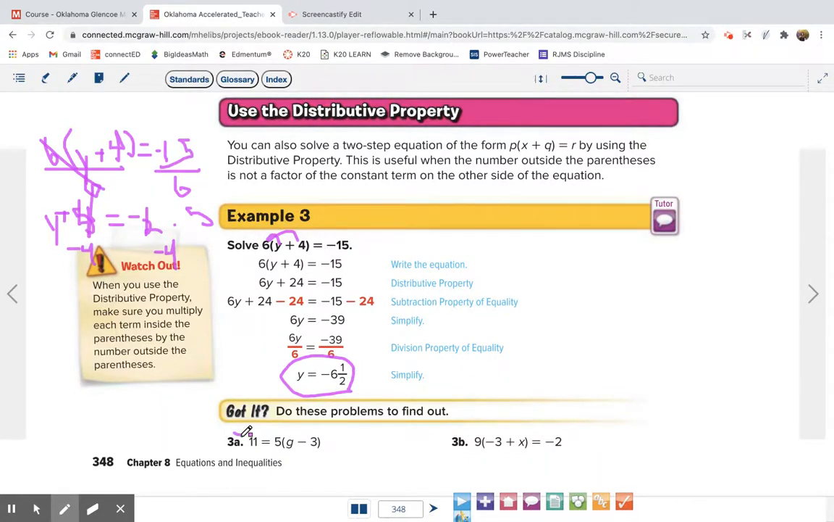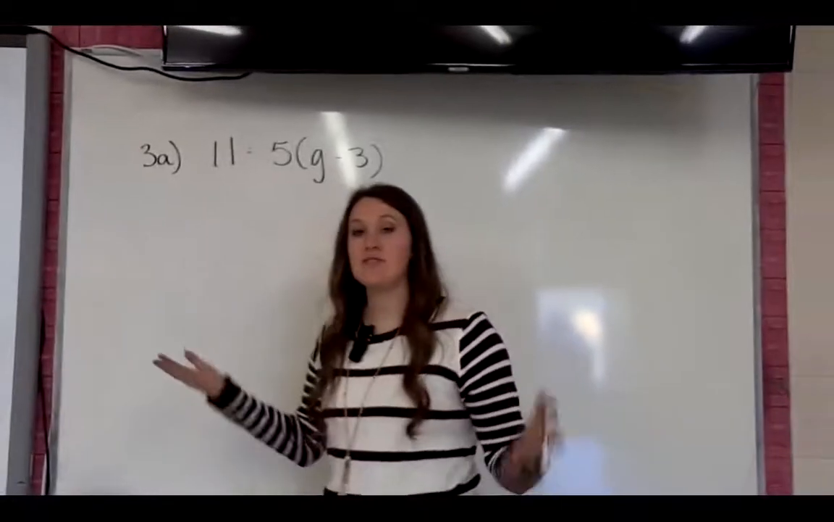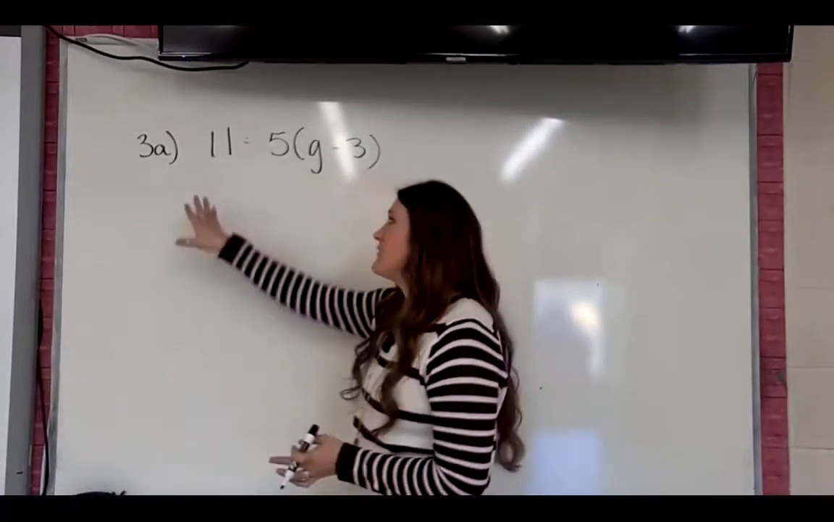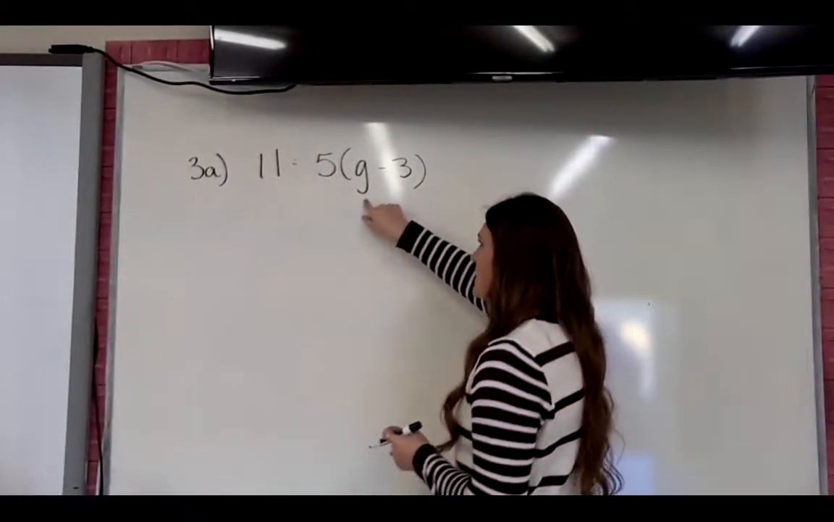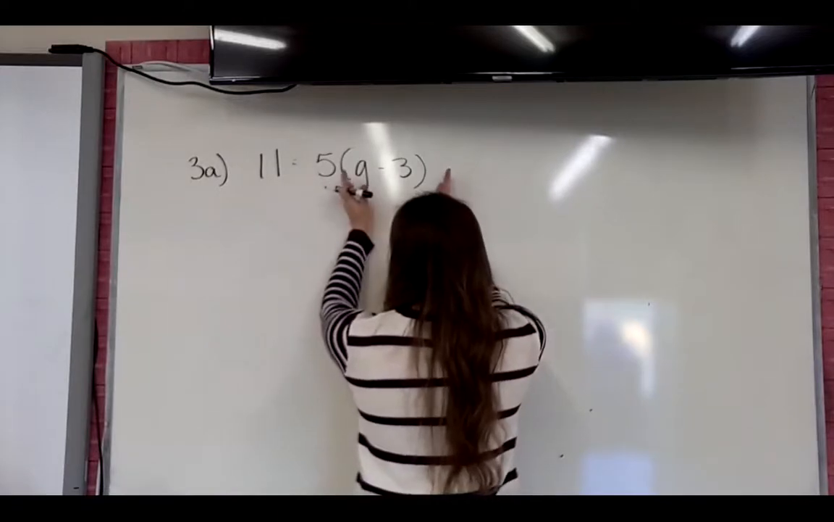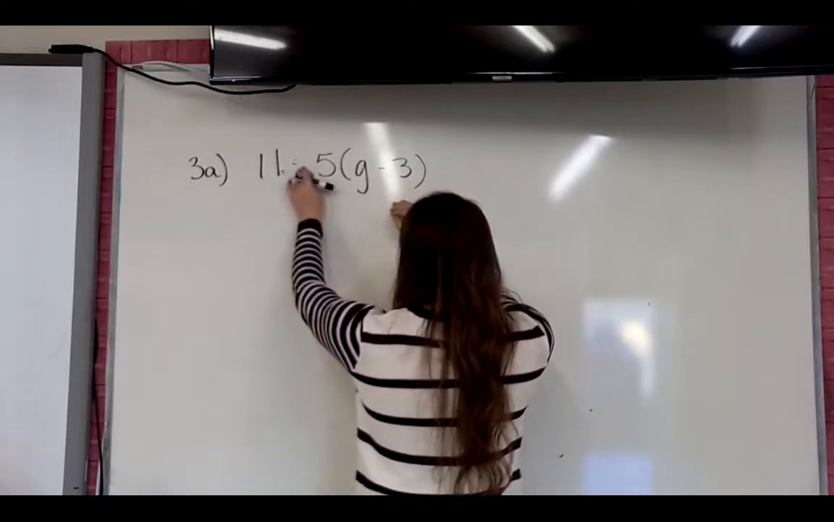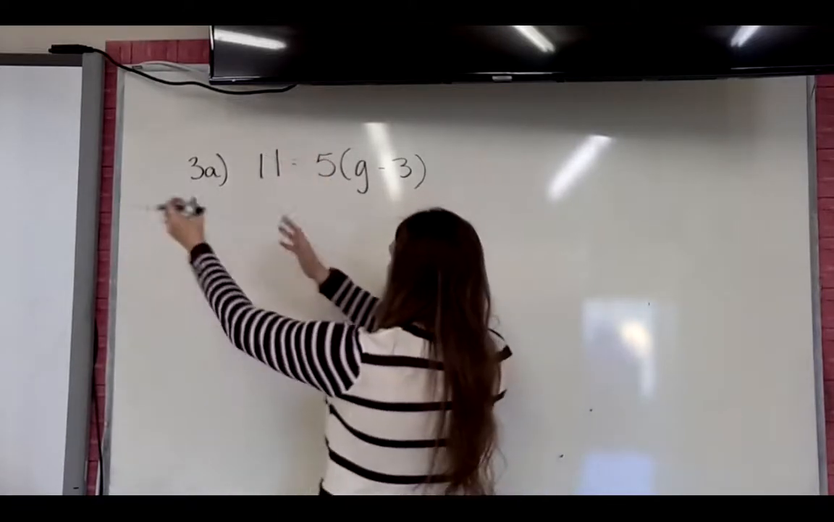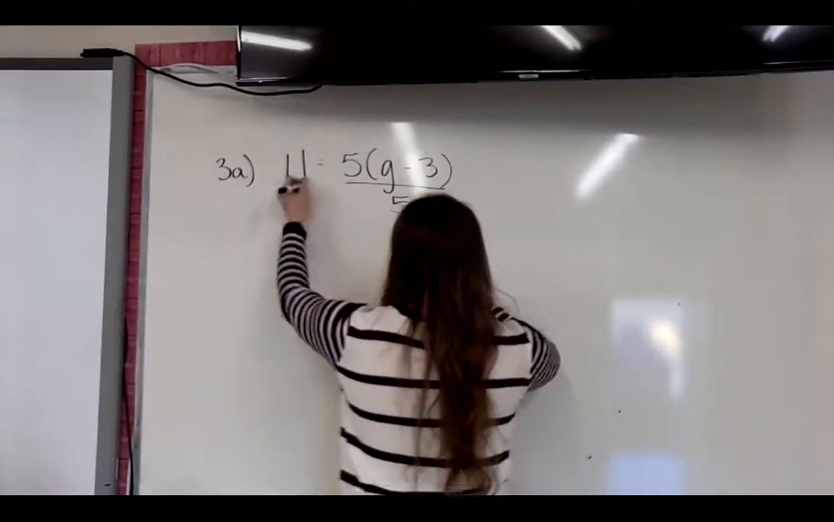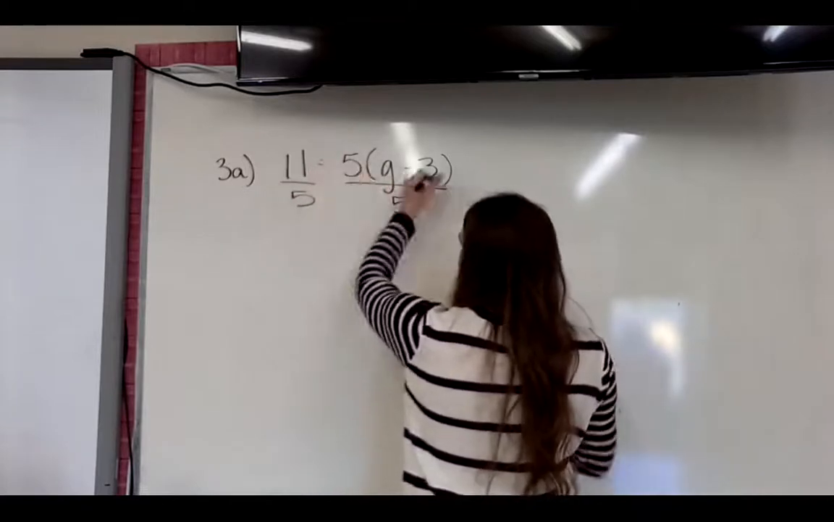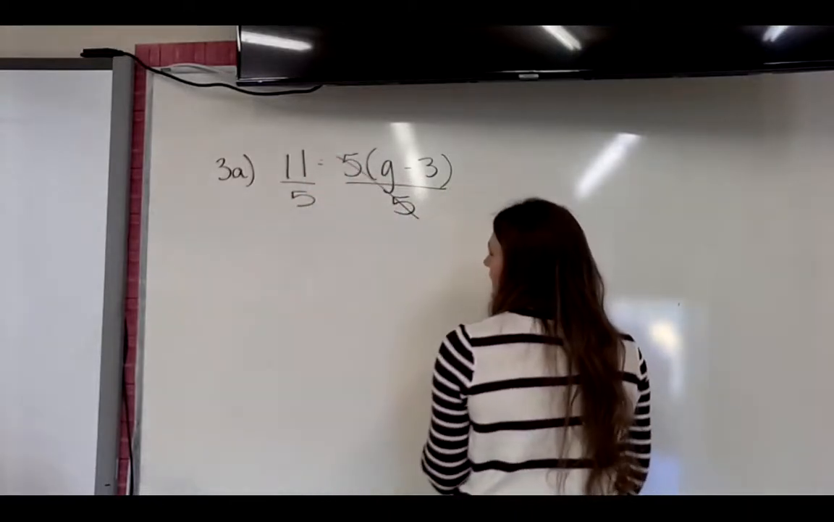So, last problem. I want you to try 3A, and then we will go over it together. On 3A, these are just some more of the same type of problems. We have 11 equals 5 times g minus 3, and we're solving for g. Since I just have this 5 times everything else on this side of the equal sign, I can get rid of that 5 by just dividing since it's being multiplied. Because it's only 5 times all of that, dividing once cancels it.